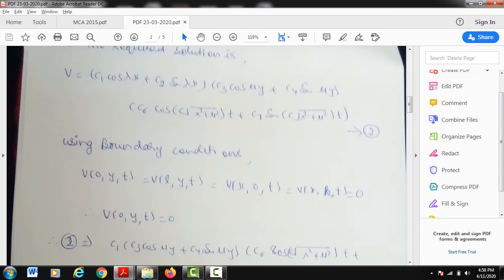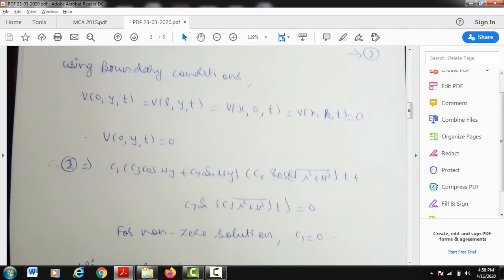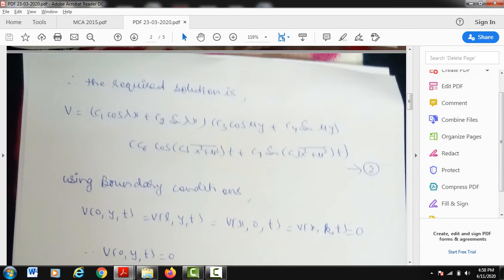Now I am going to use the boundary conditions: v(0,y,t), v(L,y,t), v(x,0,t), v(x,k,t) are 0, and v(x,y,0) is equal to 0. First of all, I am going to use the first condition. Basically, I am taking x is 0, then y is 0, then x is L and y is equal to k. So these are the four boundary conditions. When v(0,y,t) is 0, that means when x is 0, equation 2 reduces to cos 0 is 1, sin 0 is 0.